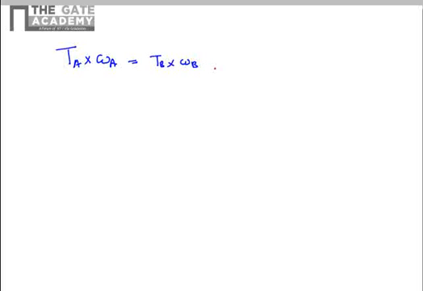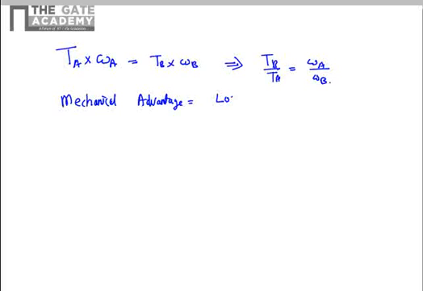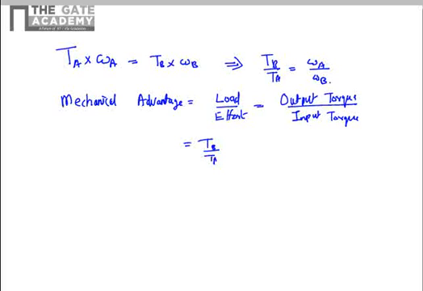So from the relation that TA omega A is equal to TB omega B, we get TB by TA is equal to omega A by omega B. Now the mechanical advantage was defined as load by effort. So in the present case, this means output torque divided by input torque. So this quantity is equal to TB by TA. B is output. That becomes omega A by omega B.